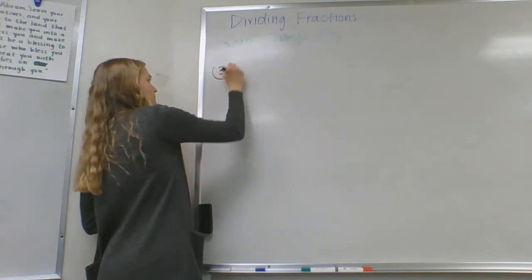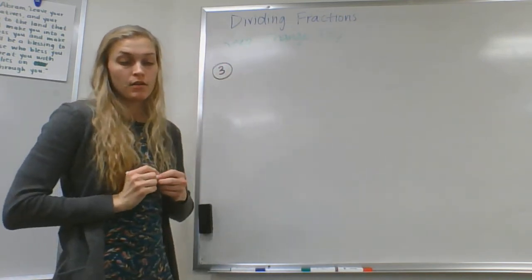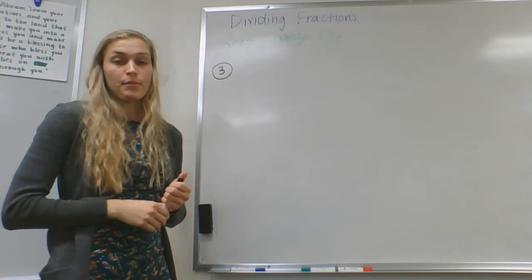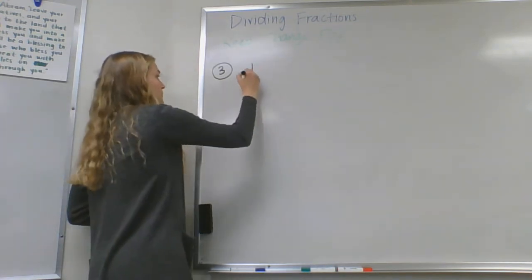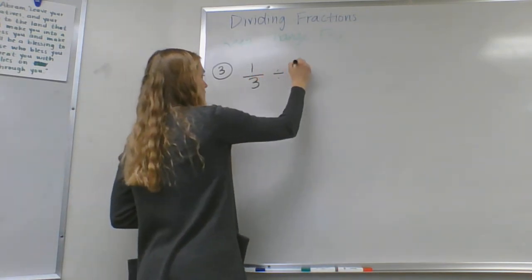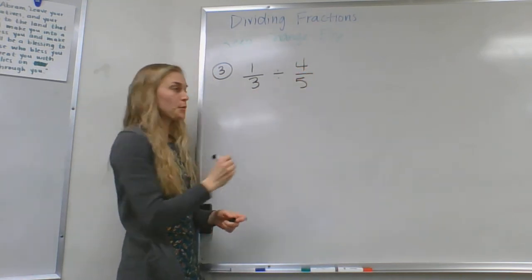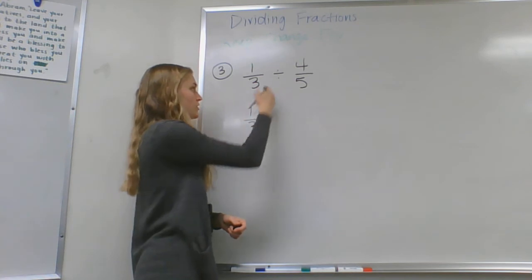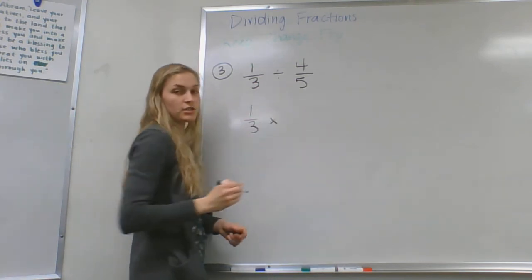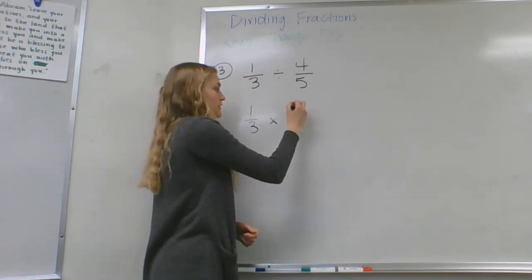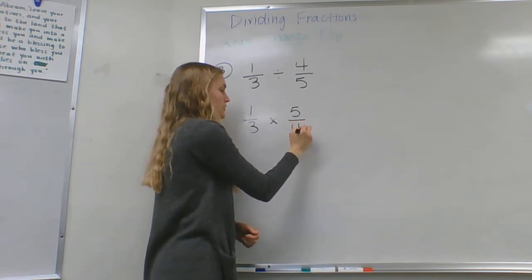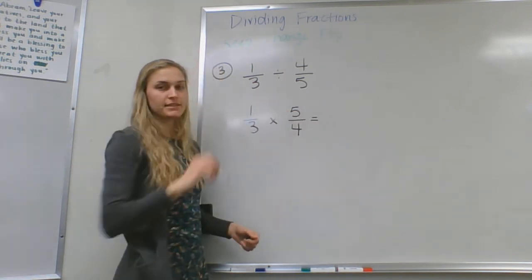Example 3. All right, we're going to do 1/3 divided by 4/5. Keep your 1/3, change your division to multiplication, and flip your 4/5. It's going to become 5/4. And we'll see if that gets us there.